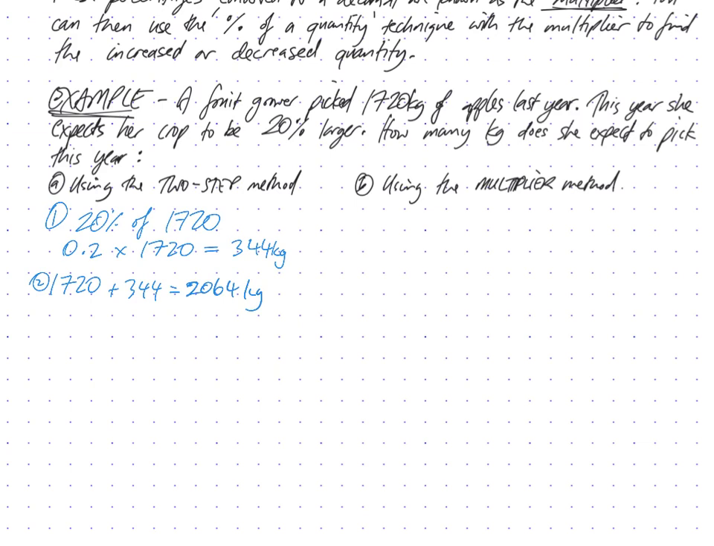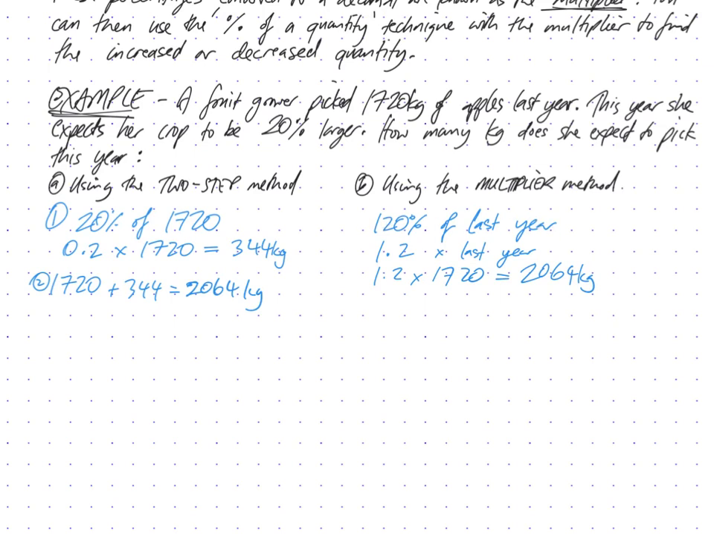Okay? Now the multiplier method I believe is easier. If something is going to grow 20%, well then it's 120% of last year. That as a decimal is 1.2 times last year. So 1.2 times 1720 is going to be 2064 kilograms.